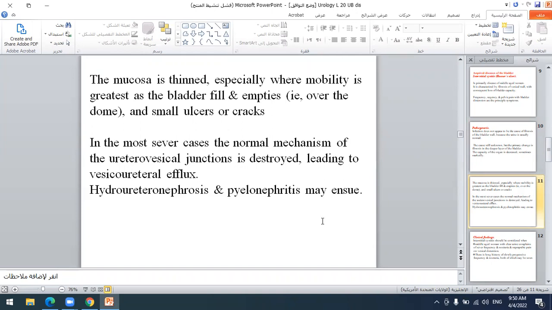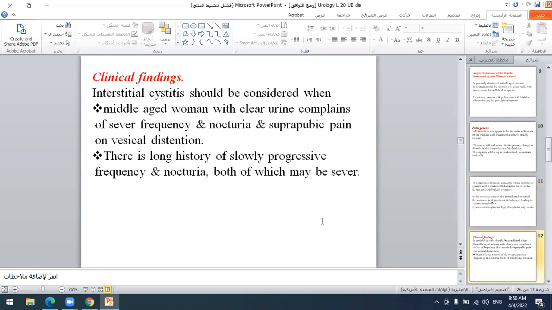In the most severe cases, the normal mechanism of the ureterovesical junction is destroyed, leading to vesicoureteral reflux. Hydroureteronephrosis and pyelonephritis may ensue.